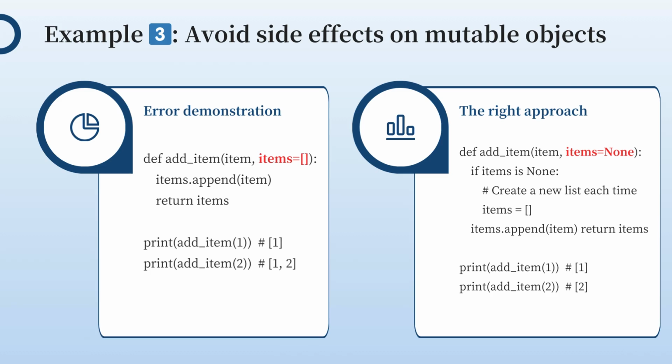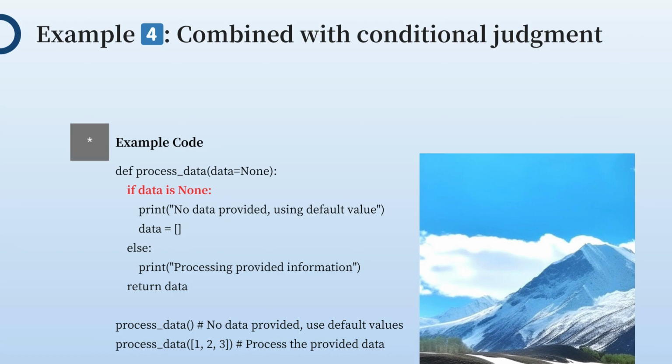Correct approach. In the correct approach, we use None as the default value, so that a new list is created each time the function is called, avoiding side effects and ensuring that each call does not affect the results of other calls. Example 4. Combined with conditional judgment.